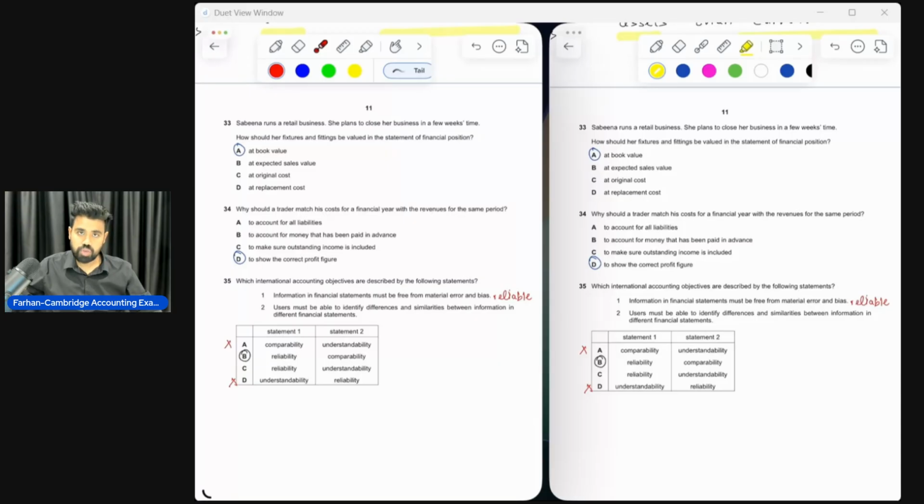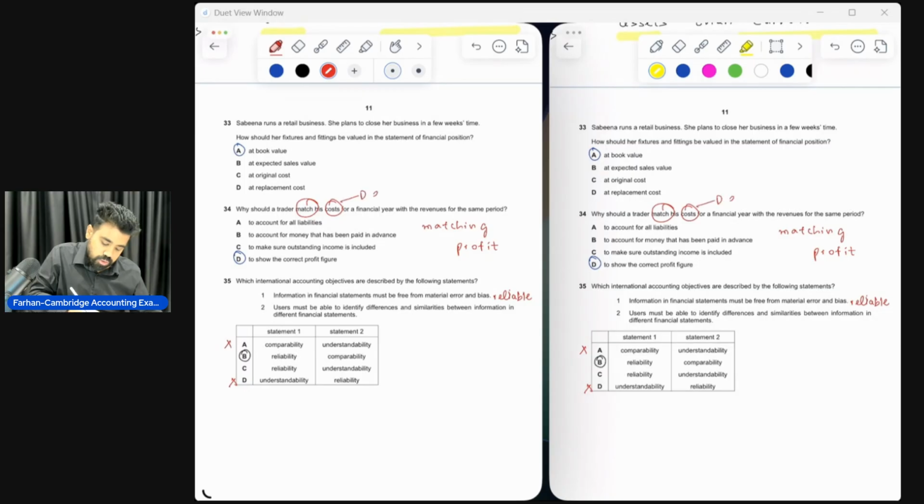select for number 33. Number 34, why should a trader match his costs for a financial year with the revenues for the same period? To show the correct profit figure, obviously this is dependent on the matching principle, where revenues earned must be matched against expenses incurred. All right, and costs are obviously expenses for the business.